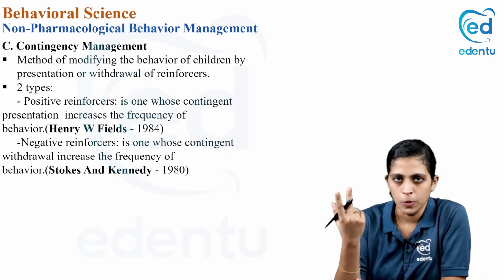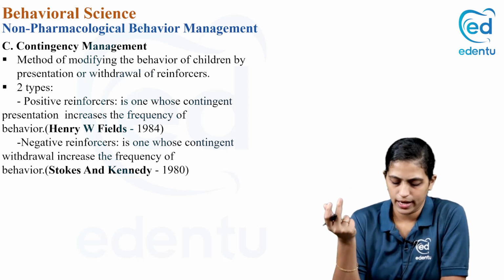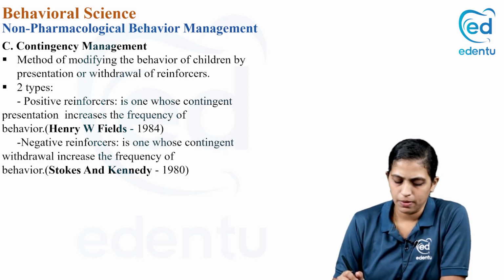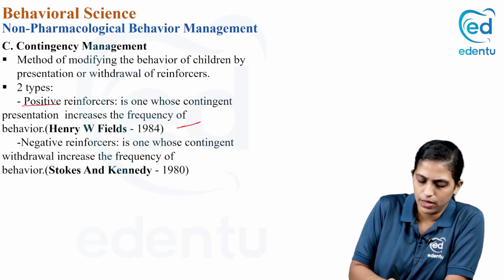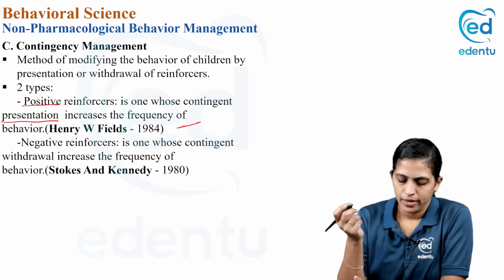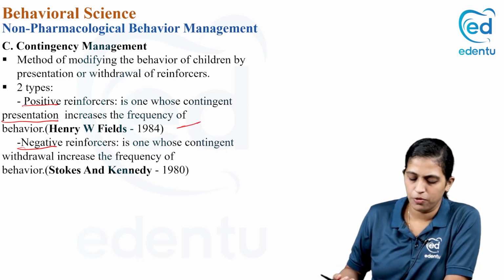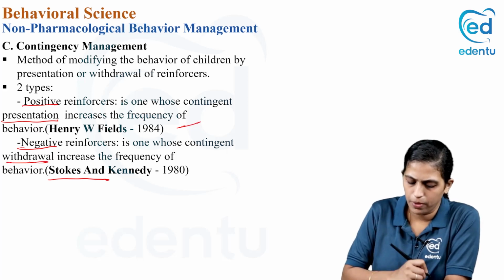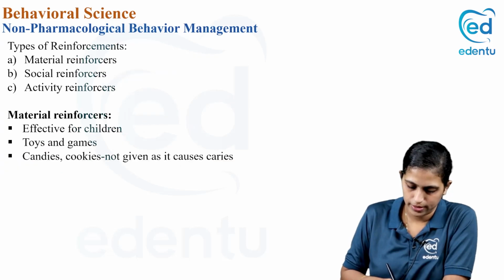So there are basically two types of reinforcers. One is the positive reinforcers, second is the negative reinforcers. Now, a positive reinforcer is one whose contingent presentation increases the frequency of behavior, according to Henry. So positive is when something is presented. A negative reinforcer is one whose contingent withdrawal increases the frequency of behavior. So this is when something is withdrawn. So that is called a negative reinforcer.